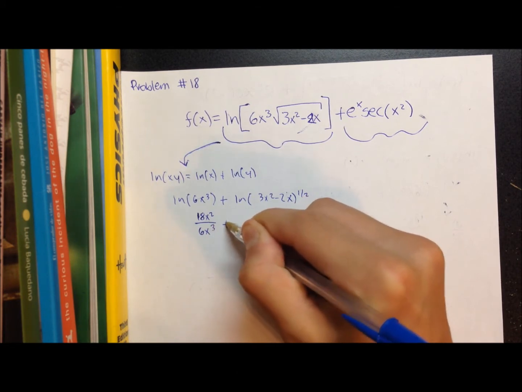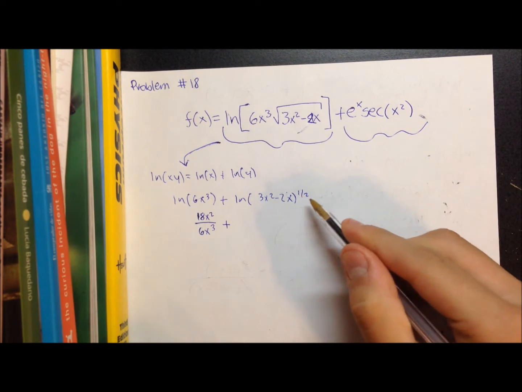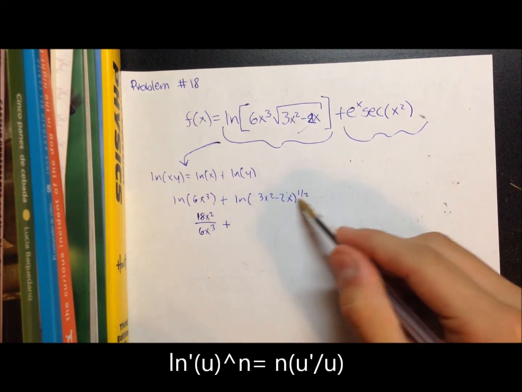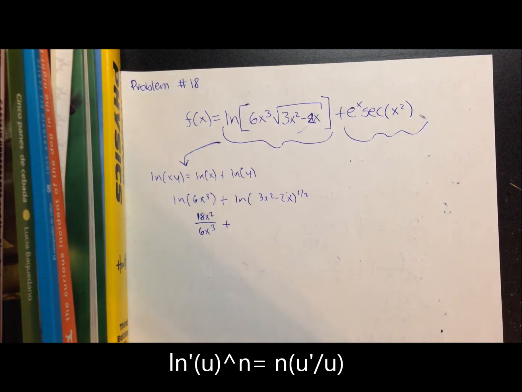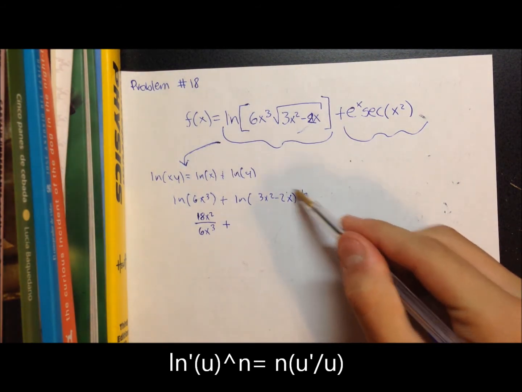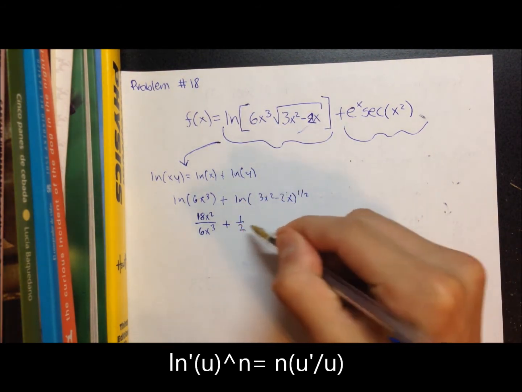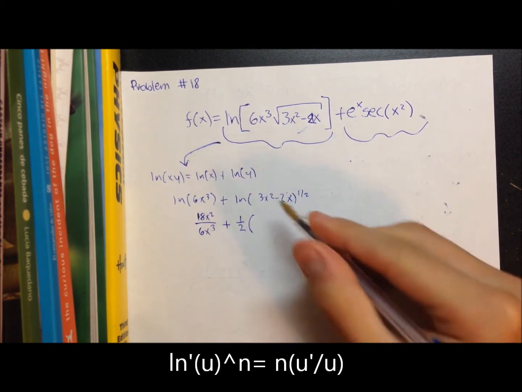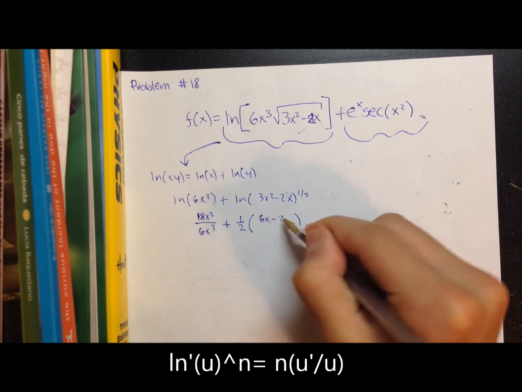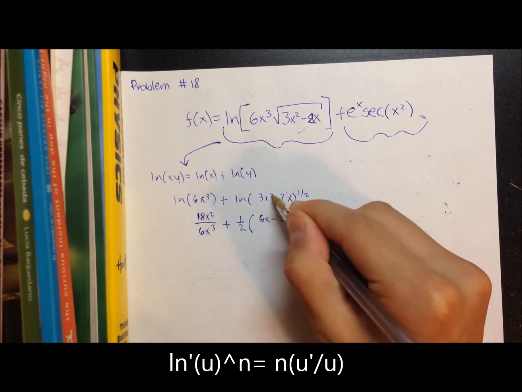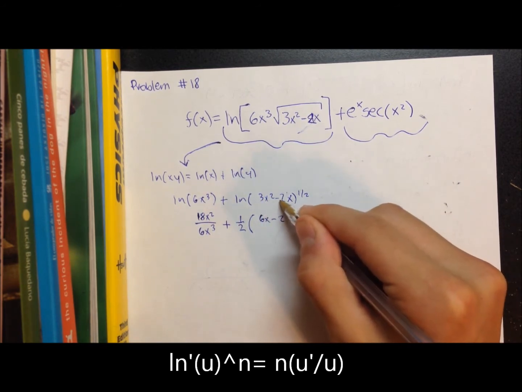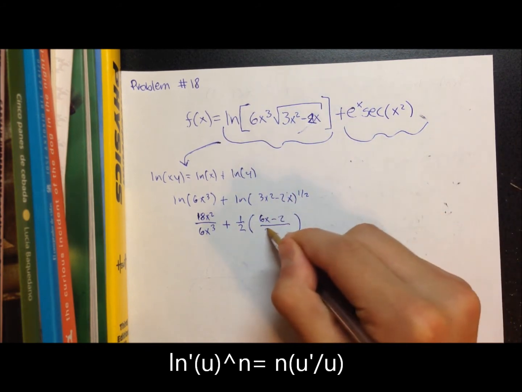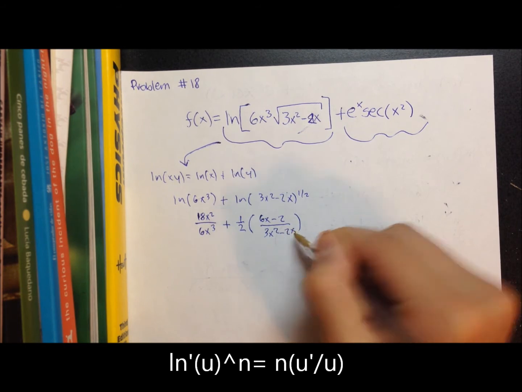Then we're gonna do plus, and then here we're gonna do the same thing, u prime over u, but here it has an exponent which is 1/2, so this exponent is gonna multiply the parentheses like this, and then u prime over u. So u prime is 6x minus 2, 3 times 2 is 6, minus 1x, negative 2 times 1 is negative 2, and the x, over u, 3x squared minus 2x, like this.